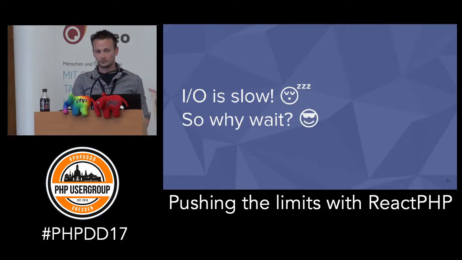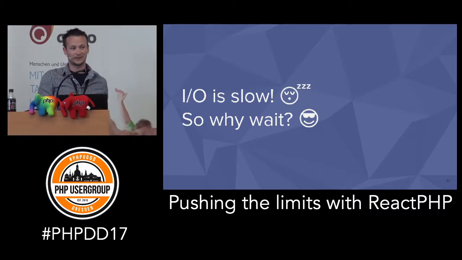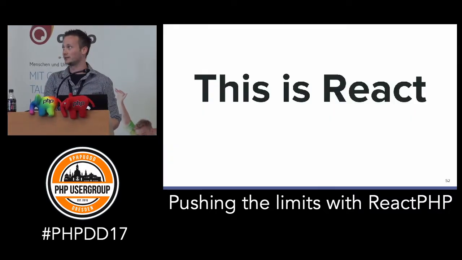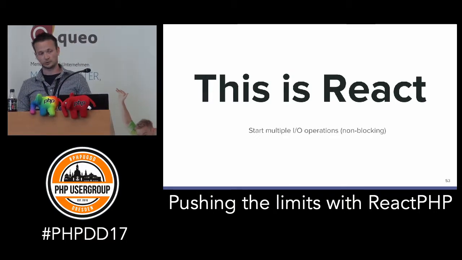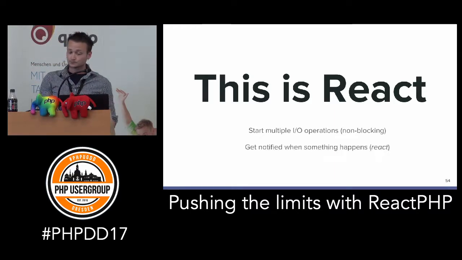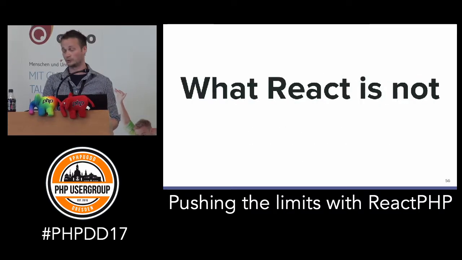But why wait? If we accept the fact that input-output is slow, how about we do something else in the time instead of waiting? And this is React, this is the basic idea. So you can start multiple input-output operations. You just start them, and this is non-blocking. And then you get a notification whenever something interesting happens. OK, there's new data, here's your result. You react to things. Also, that's why it got its name. And this means we don't have to waste any time waiting unless we want to.